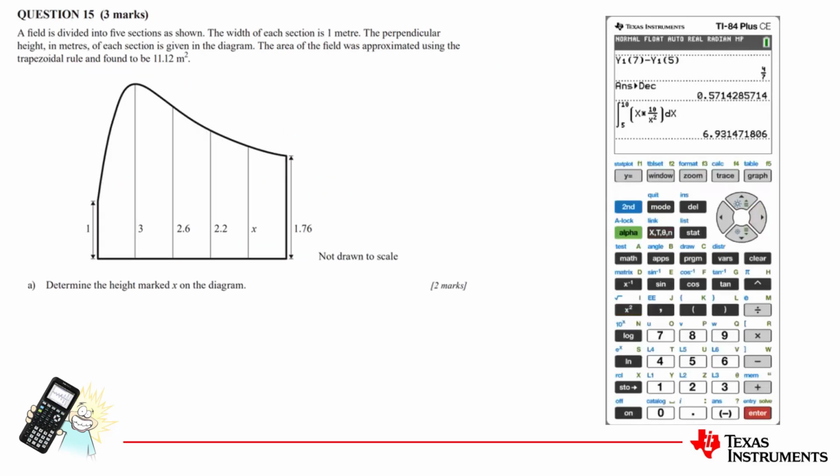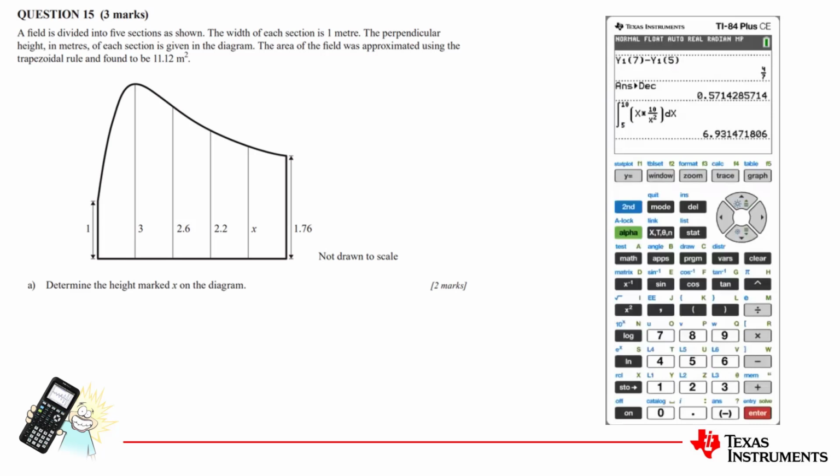Question 15. So in this case, we've got a field being divided into 5 sections. We're told the width of each section is 1 meter, and the perpendicular height of each section is given in the diagram. So we essentially know, without knowing the x value, we have a y coordinate. If you imagine this image on a graph, the area of the field is found using the trapezoidal rule, and that's found to be 11.12 meters. So I want to find the height marked X on the diagram.